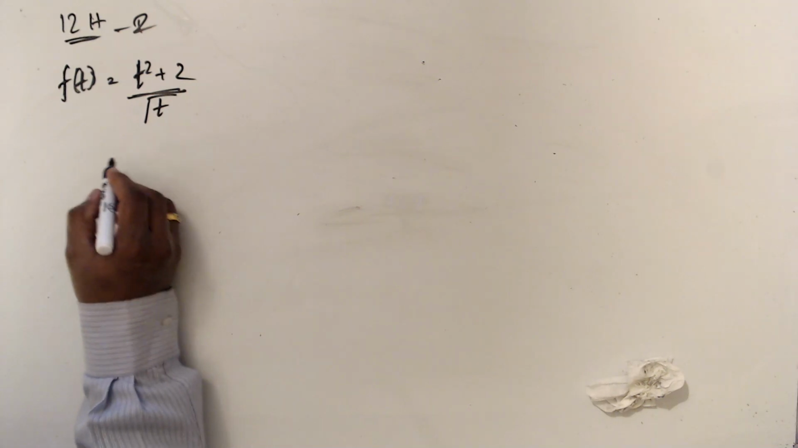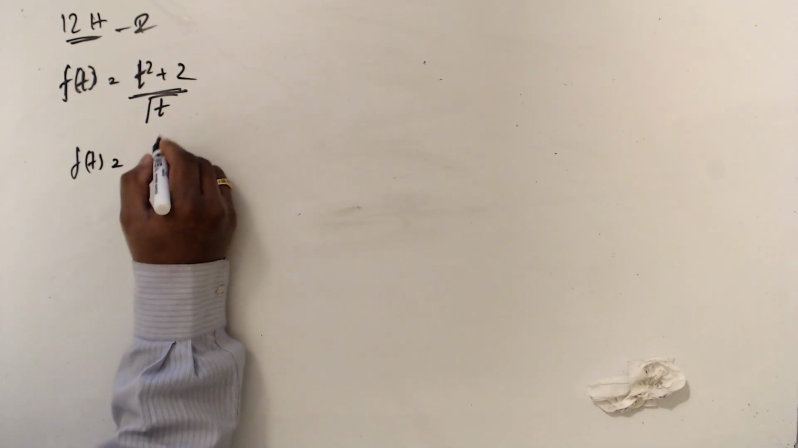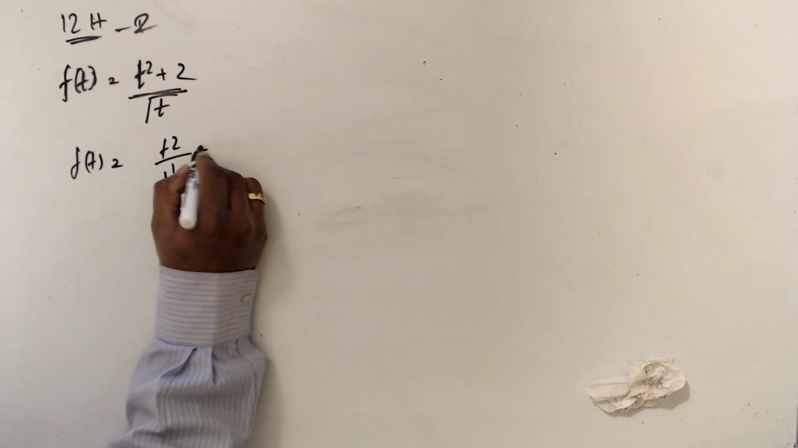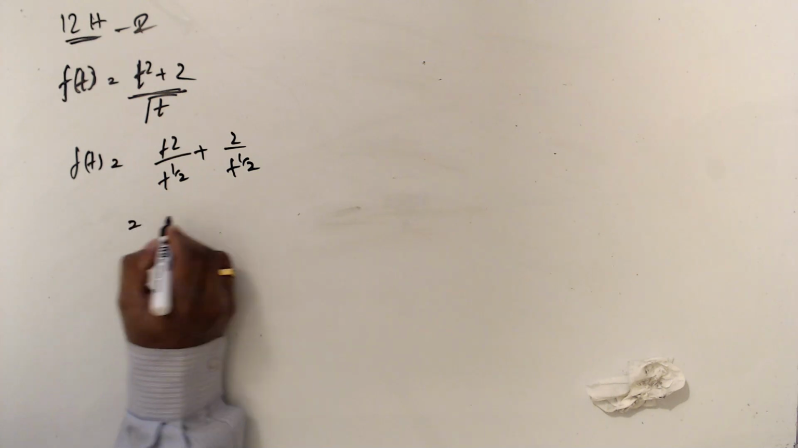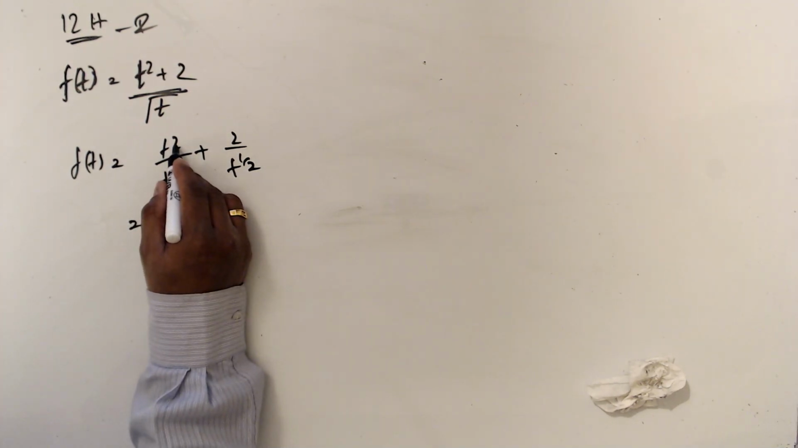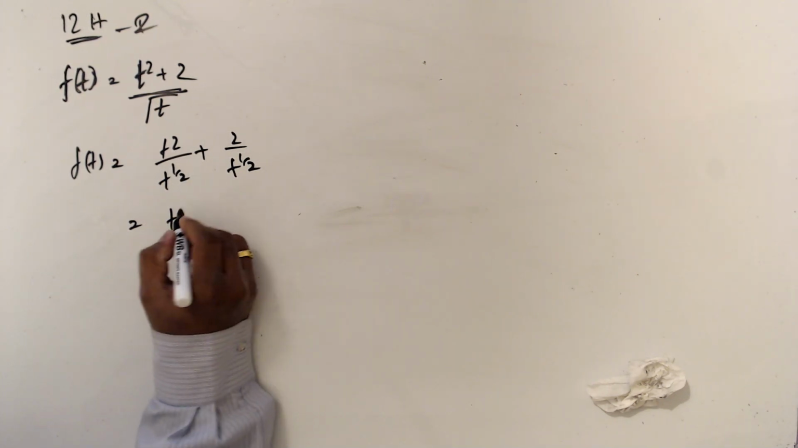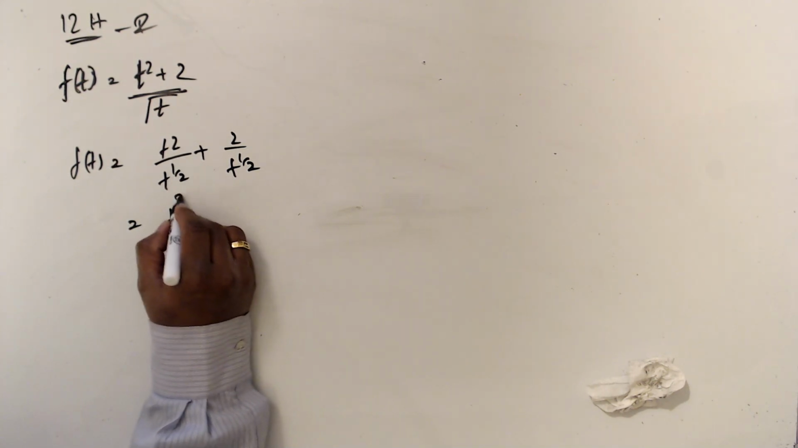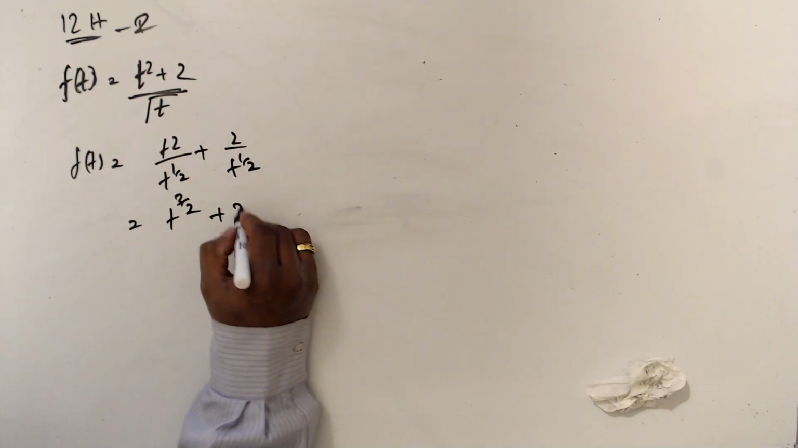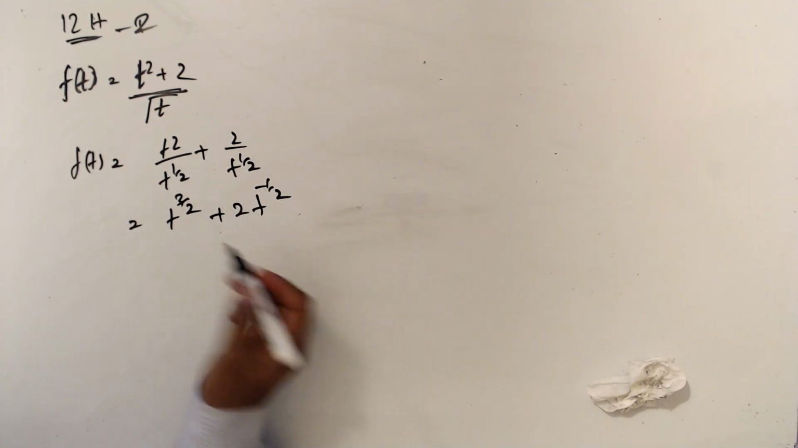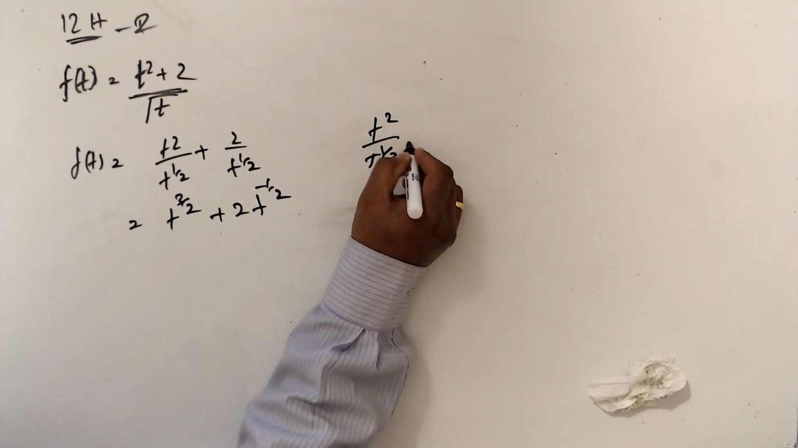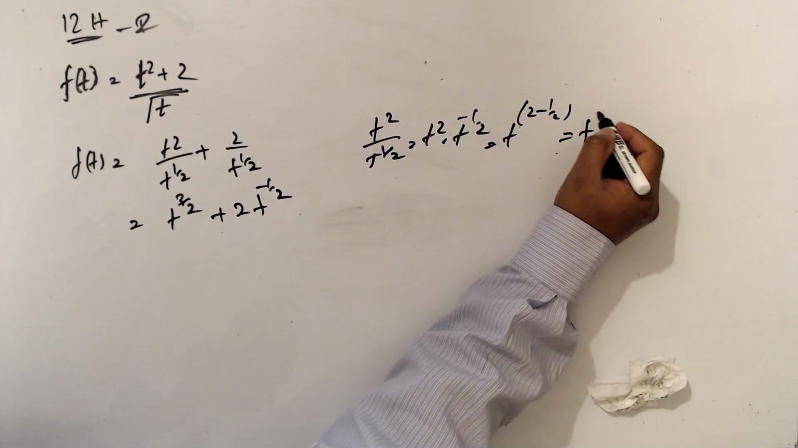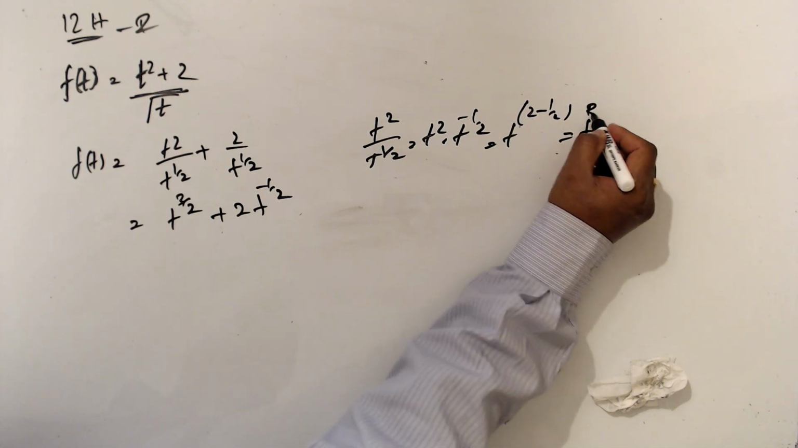Now we'll simplify as usual. f of t is t squared over t to the half, plus 2 over t to the half. When you take 0.5 out of 2, what is the answer? 1.5. 2 take away half means 0.5, 1.5 means 3 over 2. Then this is 2 times t to the minus half. If I explain this one, t squared over t to the half is t to the 3 over 2.